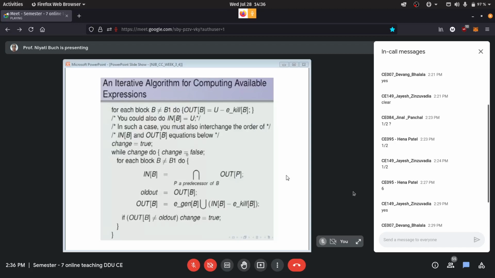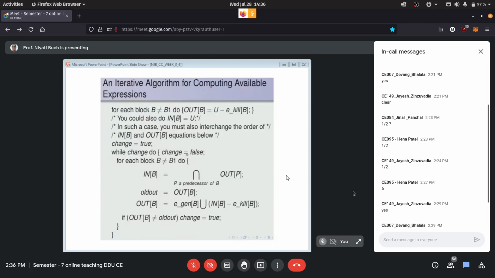Now what does it say? We are taking a flag variable called change, to note whether we are seeing any change in the previous iteration. If yes, then change will be equal to true. And if no change is found, then we can stop the process, and our iterative algorithm can come out of the iteration.